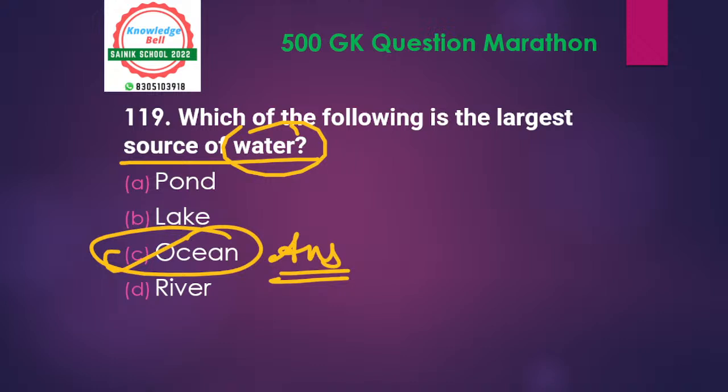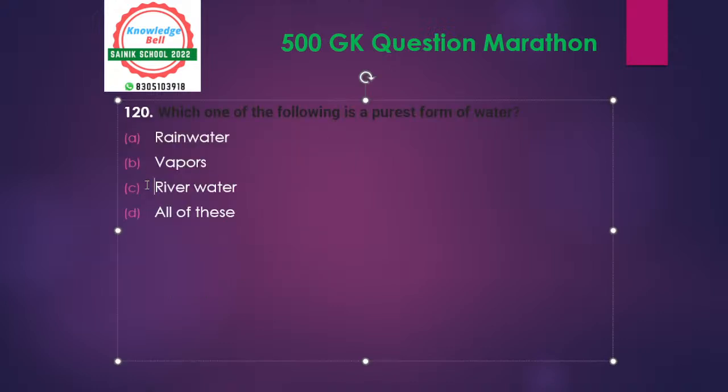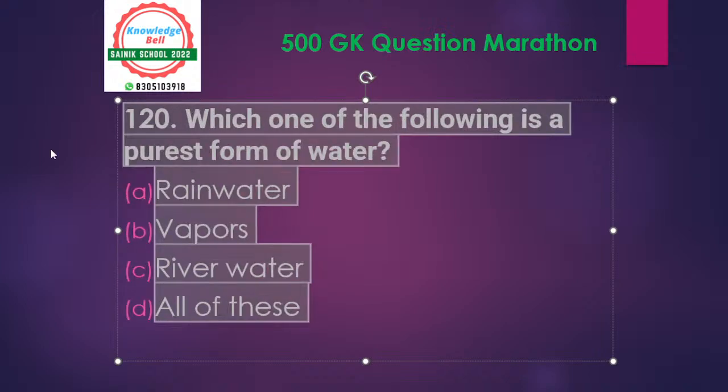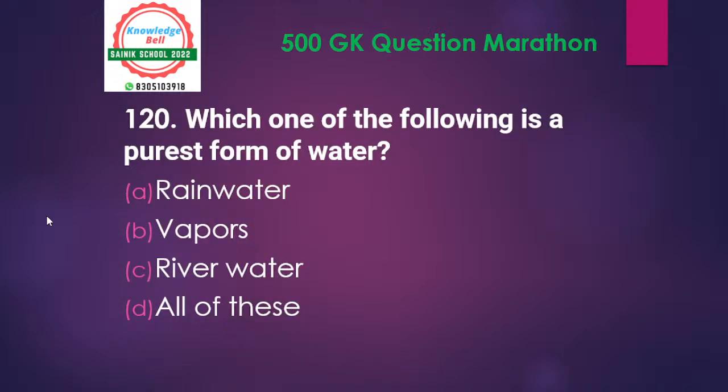Question number 120. Which one among the following is the purest form of water? Rainwater, vapors, river water, all of these. Water का सबसे purest form क्या है? Which one of these is the purest form of water? Rainwater, vapors, river water, all of these.